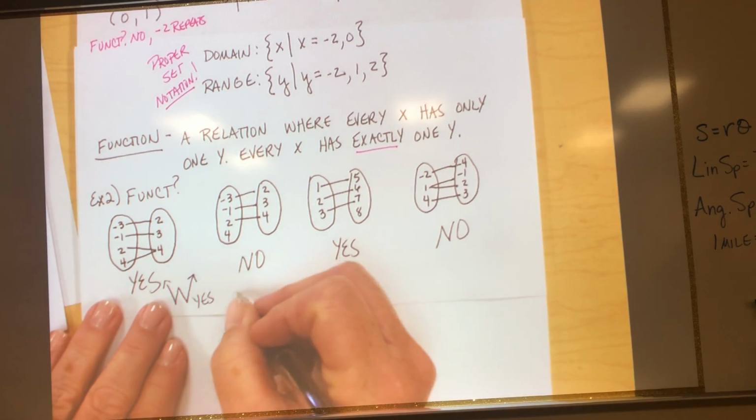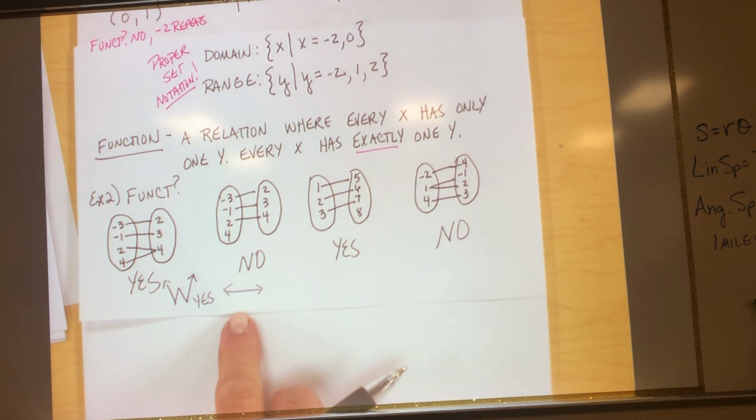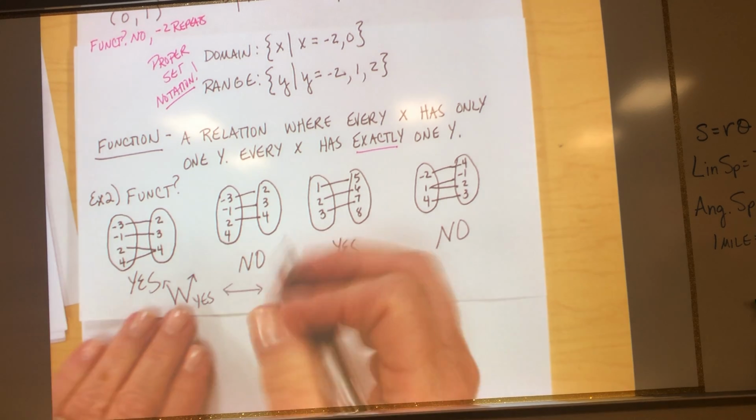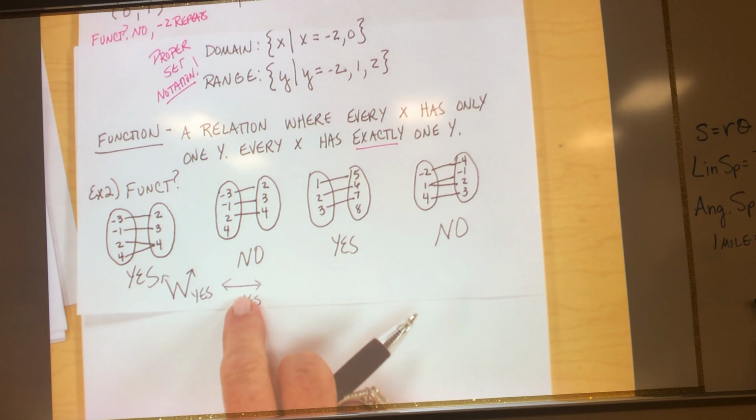What about this guy? Is this a function? Yes. Yes, he is. What kind of line is that? What's it called? Horizontal. It's a horizontal line.